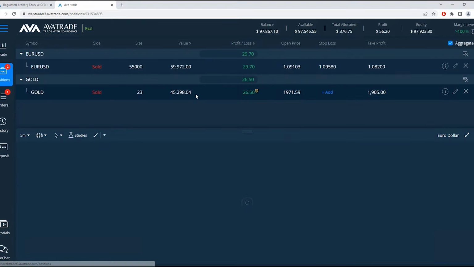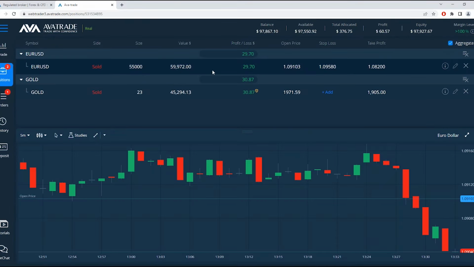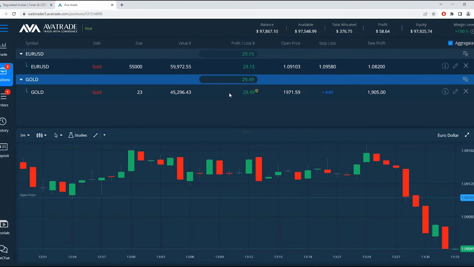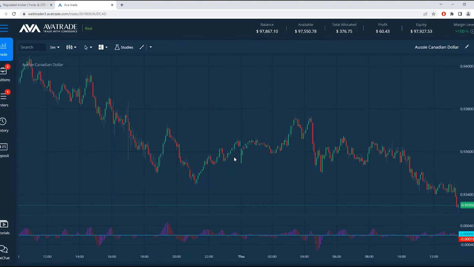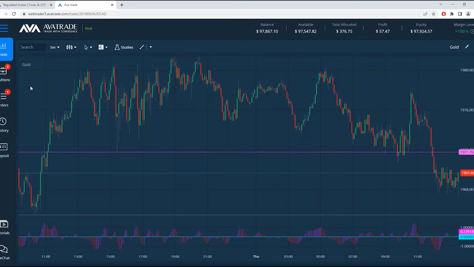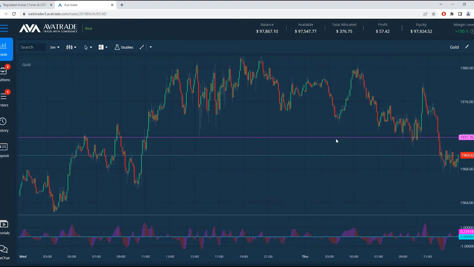We see the other position we opened, this Euro-USD sell, has started out in the right direction. Makes sense because the headwinds are in our favor fundamentally. Okay, so if we look at gold, let me bring gold back up. It jumped back to the Aussie. Okay, here's the gold chart.